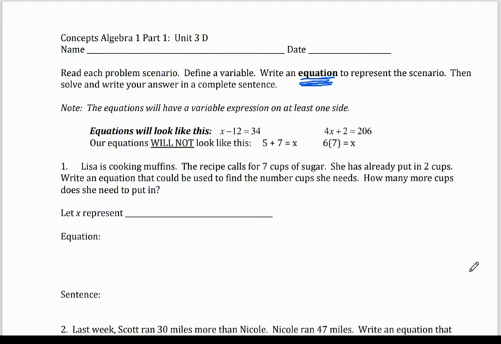All right, so on this worksheet today, we are going to be reading problem scenarios, defining variables, writing equations, and solving them. So when we're writing our equations, we need to make sure we have equal signs, okay?